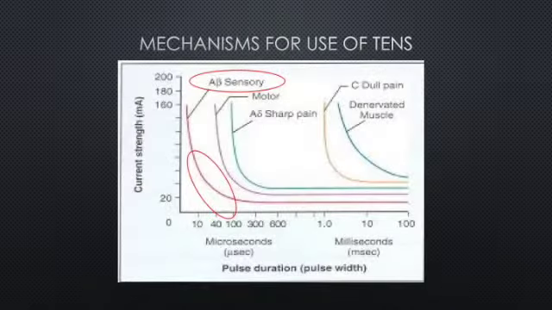This is the strength duration curve, which shows the different nerve fibers that can be stimulated at different pulse durations for differing physiological effects. As you can see, for TENS, the goal is to stimulate A beta nerve fibers to achieve pain relief, which can be accomplished with a pulse duration of 50 to 80 microseconds.